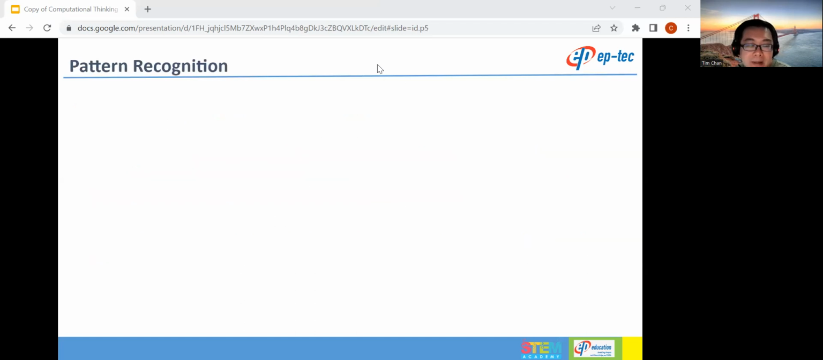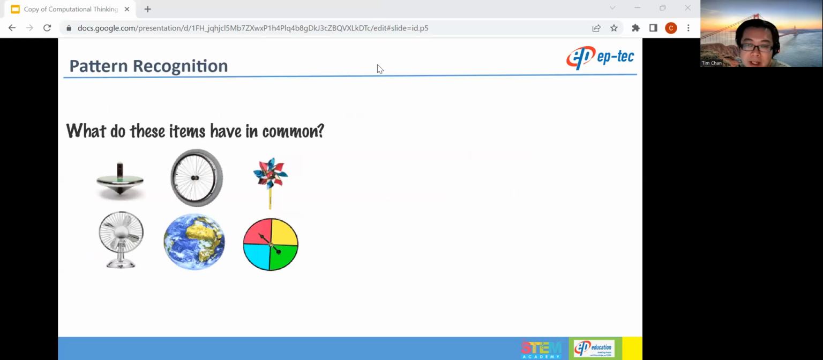Next, pattern recognition. What is pattern recognition? It is about finding similarity among objects or situations. Over here you see a diagram. The question to you: what do these items have in common? Do you realize that they all can spin and they all have round shapes? So you do recognize a pattern in these six objects.